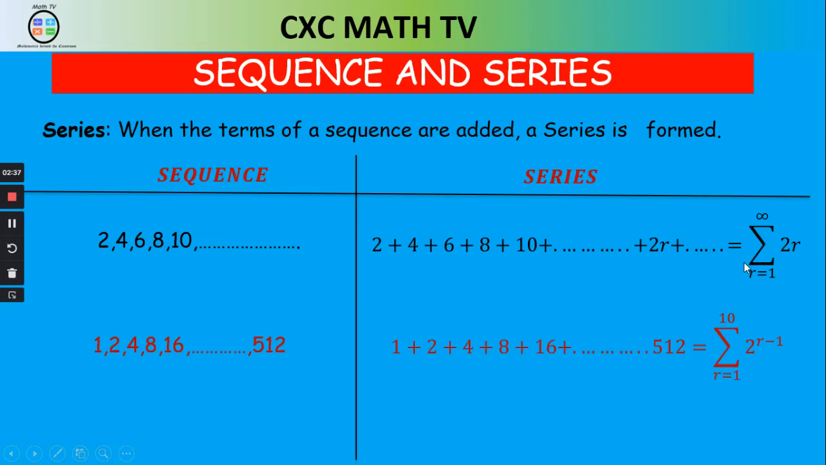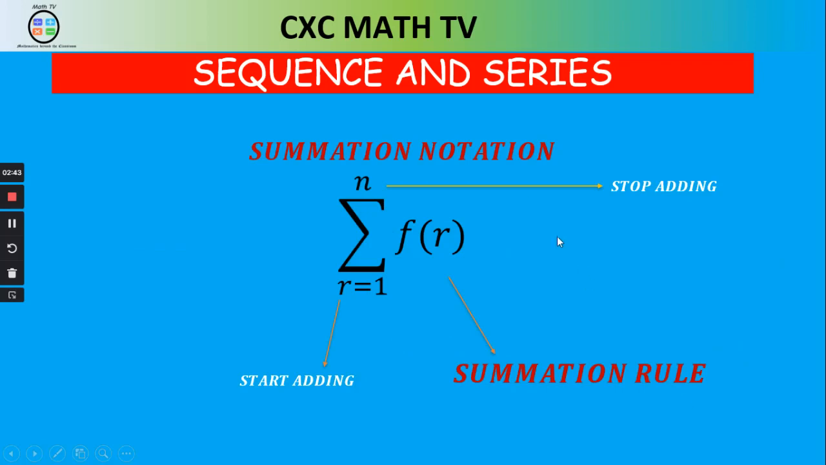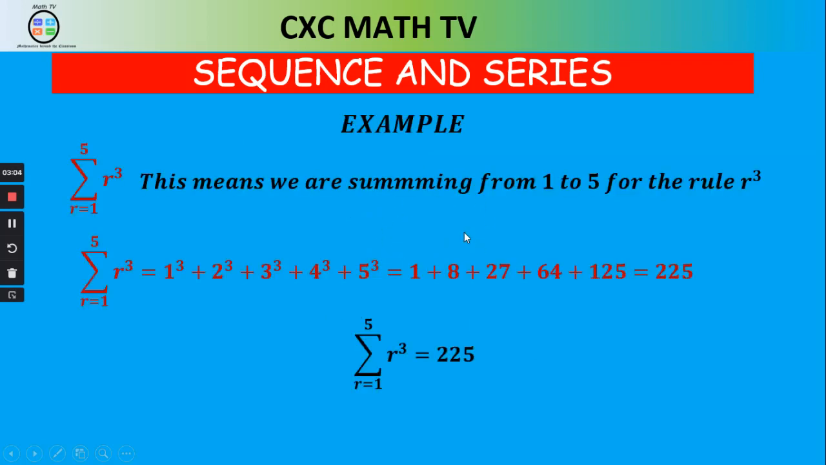Now you're going to see this weird looking symbol. This weird looking symbol just means summation. So this is the summation notation. This tells you where you start adding from. So you start adding from 1 in this case, and then we stop adding at whatever number they give you up top here. f of r is just the summation rule. It's just a rule for what we're adding.